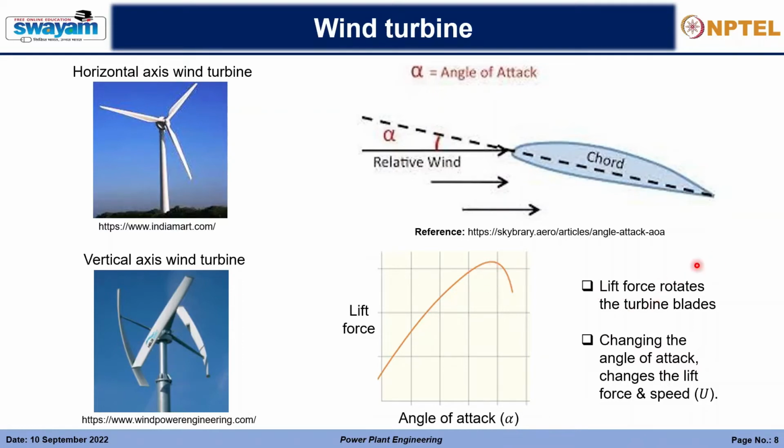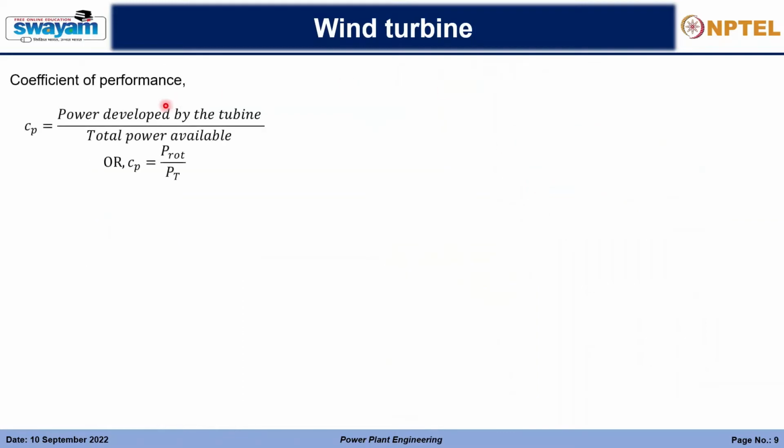Okay, so the lift force rotates the turbine blades, and changing the angle of attack changes the lift force and the speed. So the lift force is also contributing to the speed of rotation. That is why changing the lift force will change the speed of rotation. So till now we are clear on how the angle of attack changes the lift force and the speed of rotation. So this is one angle, the angle of attack. Next we'll be talking about some other angle, but before that let us talk about the coefficient of performance.